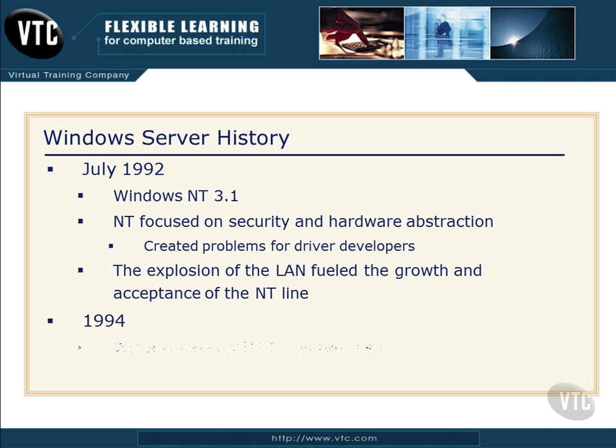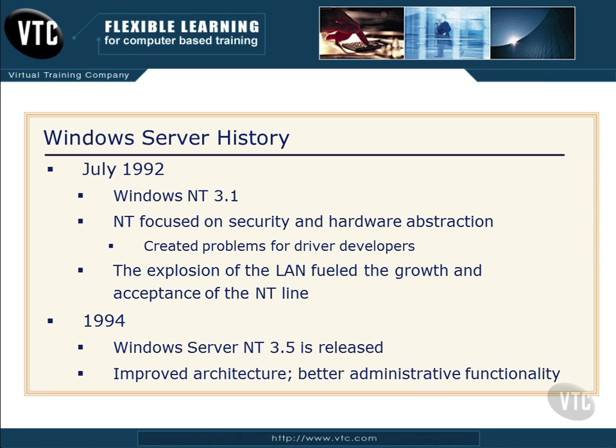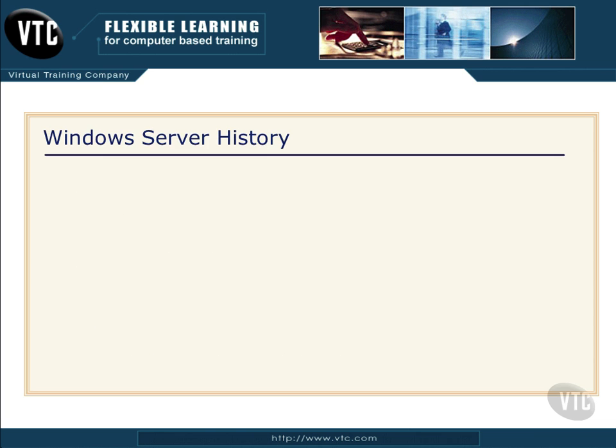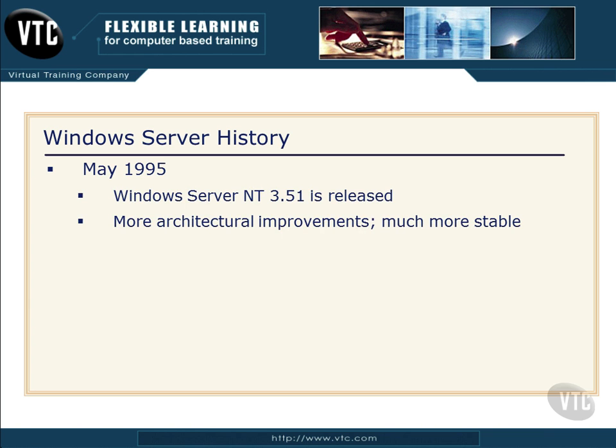Now, around about 1994, Windows released NT 3.5, another server product. It improved on the architecture, there was better administrative functionality and tools, and people continued to warm to Microsoft server offerings. In May 1995, Windows Server NT 3.51 was released. This got a lot more attention, even more architectural improvements, much more stable. And then in July 1996, Windows NT 4.0 was released.